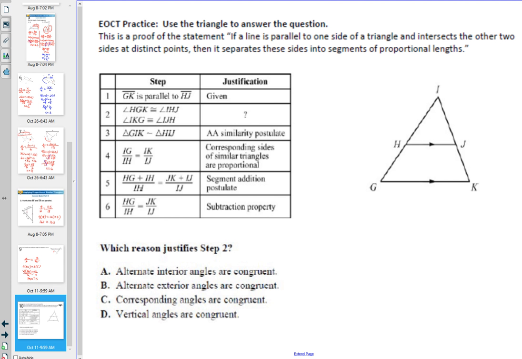So watch, they tell you what's given, and all they want to know here is step 2, right? They want to know why HGK, which is down here, is congruent to IHJ, and then they want to know why IKG, double arc, is the same as IHJ.